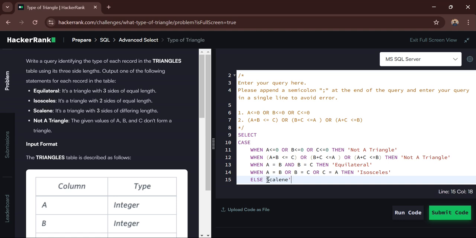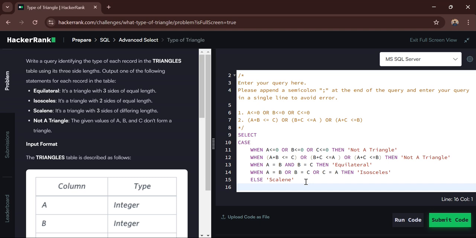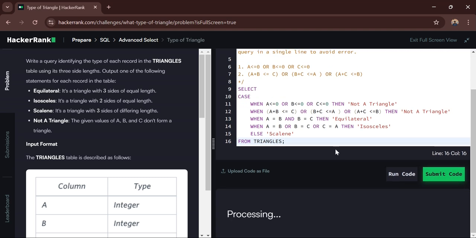You can write case when also, like case when a is not equal to b and b is not equal to c and c is not equal to a, that will run properly. But why should we write that? Now, from what is the name of the table? The table is triangle. So let's run and see if we get the correct answer or not.